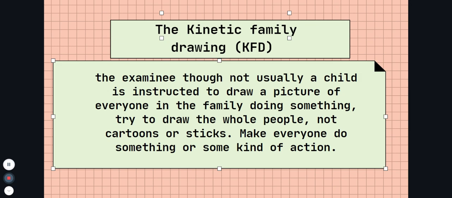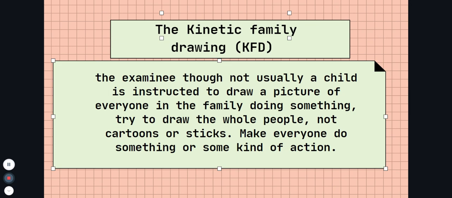So next, we have the kinetic family drawing, the KFD. So the examinee, though not usually a child, is instructed to draw a picture of everyone in the family doing something. Try to draw the whole people, not cartoons or sticks. So make everyone do something or kind of action. So in this one, it is not necessarily na child ang imuhang assessee. So he or she will be asked to draw a picture of everyone in the family, tanan member sa family nga naay ginabuhat, may it be ang mama nagluto or like that.